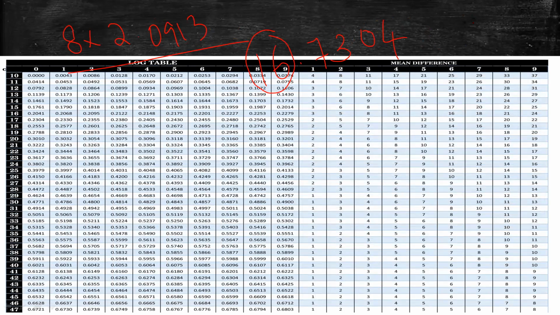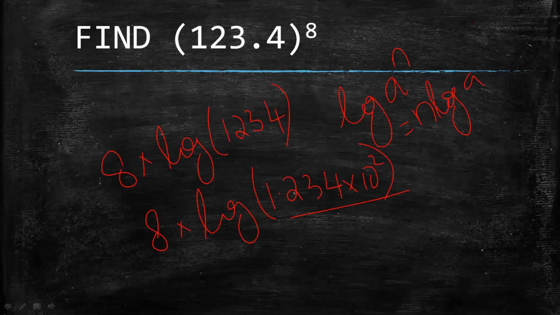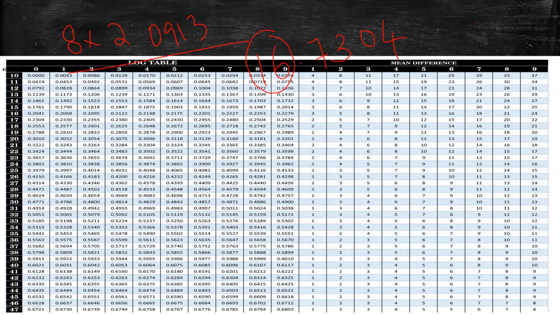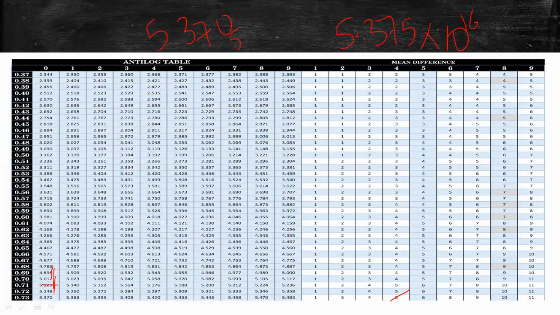So log of 123.4 power 8. This will take so much time, right, if you do the conventional method. But here we have taken very little time with explanation. So imagine that with more practice, you will gain speed and you will be able to find the answer within no time. The answer is 5.375 into 10 raised to 16.